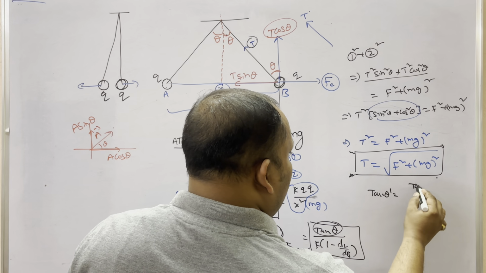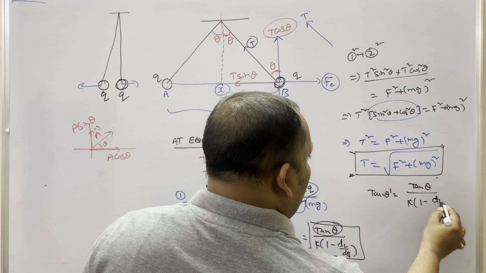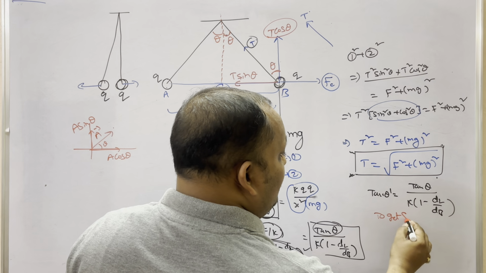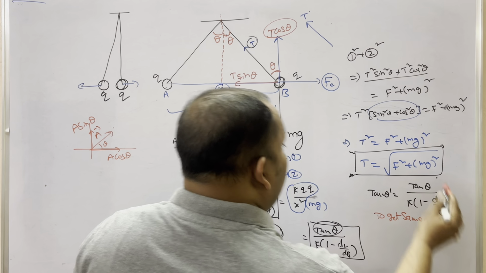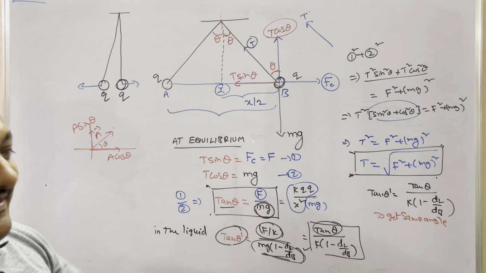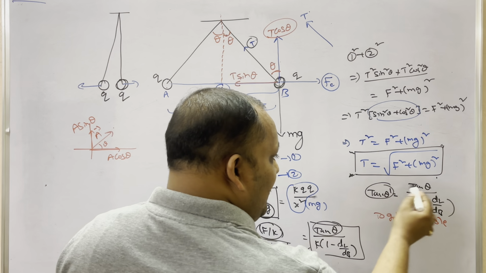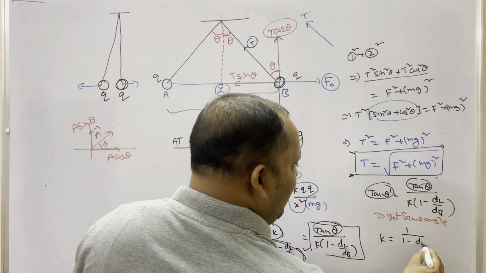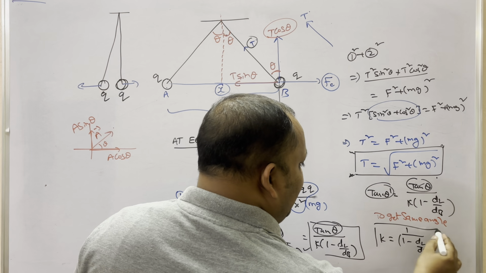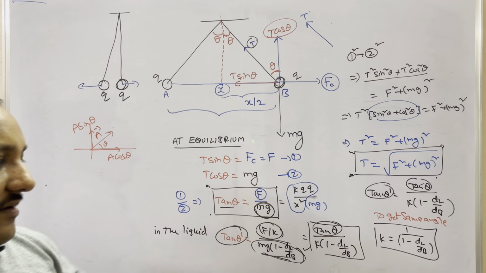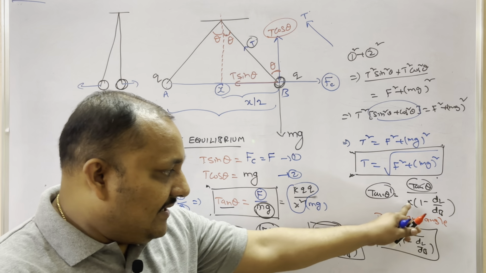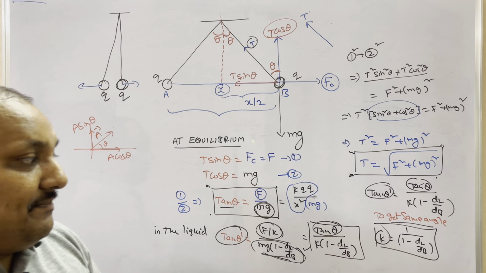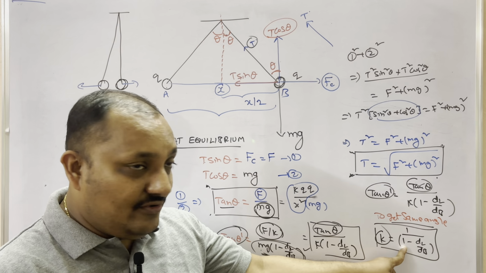Tan theta dash equals tan theta by k into 1 minus dl by dv. To get the same angle in both vacuum and liquid, what is the condition? These two are going to be equal, therefore you can cancel. Then k is equal to 1 by 1 minus dl by dv. Just rearrange and you are going to get the answer. Okay, this is the dielectric constant. To get the same angle, if they ask what is the dielectric constant of that medium, at that time you have to use this formula.